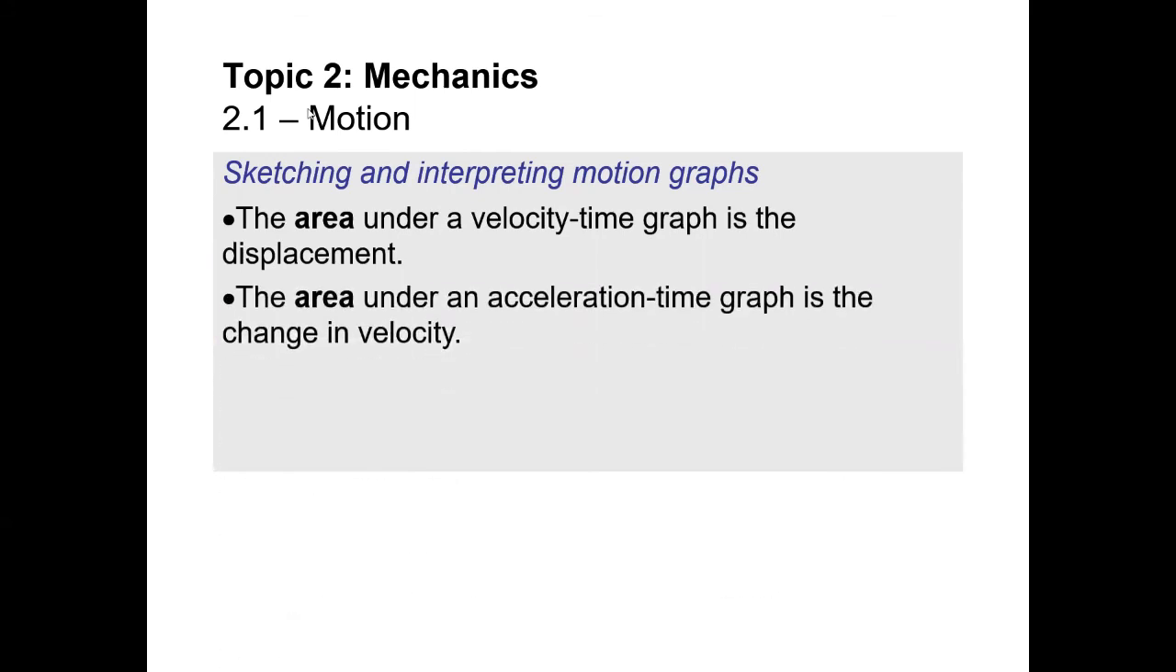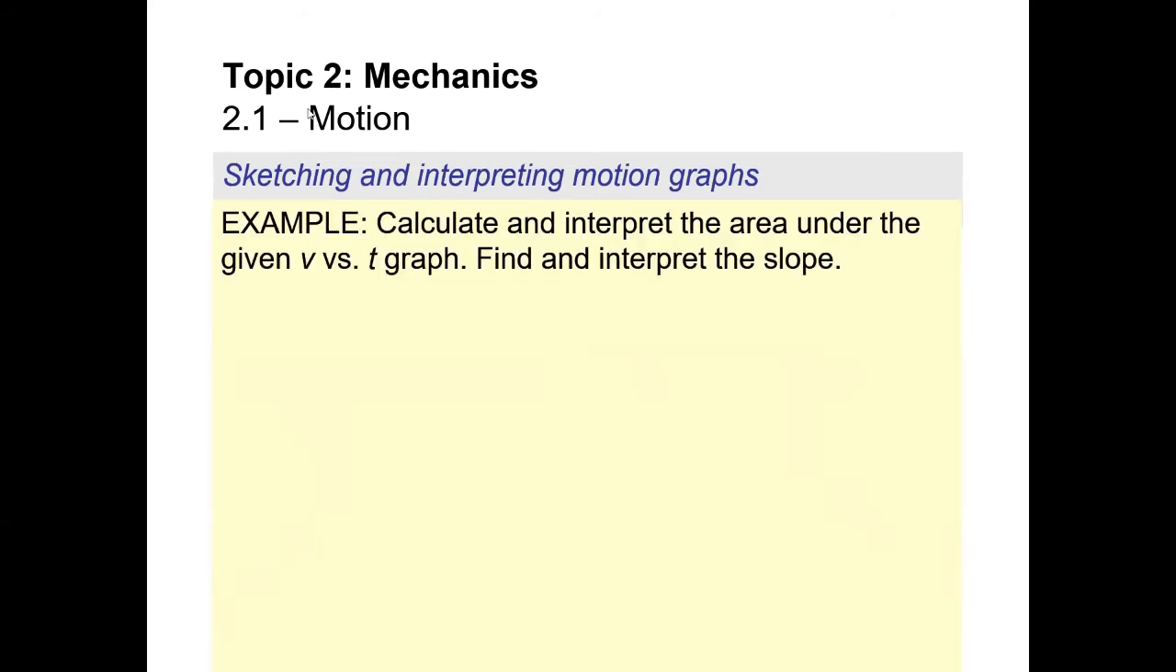The area under the velocity time graph is displacement, and the area under an acceleration time graph is a change in velocity. Calculate and interpret the area under the given velocity versus time graph. Find and interpret the slope.